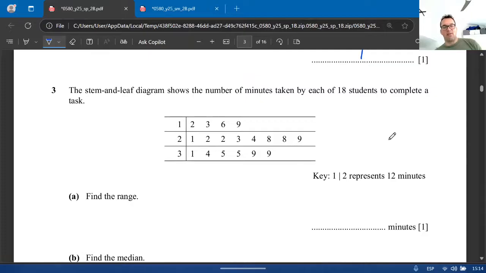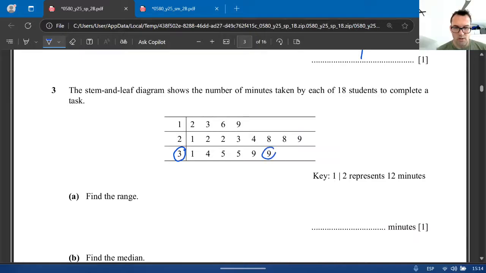Then the stem and leaf diagram shows the number of minutes taken by each of 18 students to complete the task. So each one of those numbers on the right represents a person. The first person, the quickest one to finish the task, took 12 minutes. Then the next person took 13 minutes. And that continues all the way to the slowest one, who took the longest, which was 39 minutes. It's explained there in the key as well.